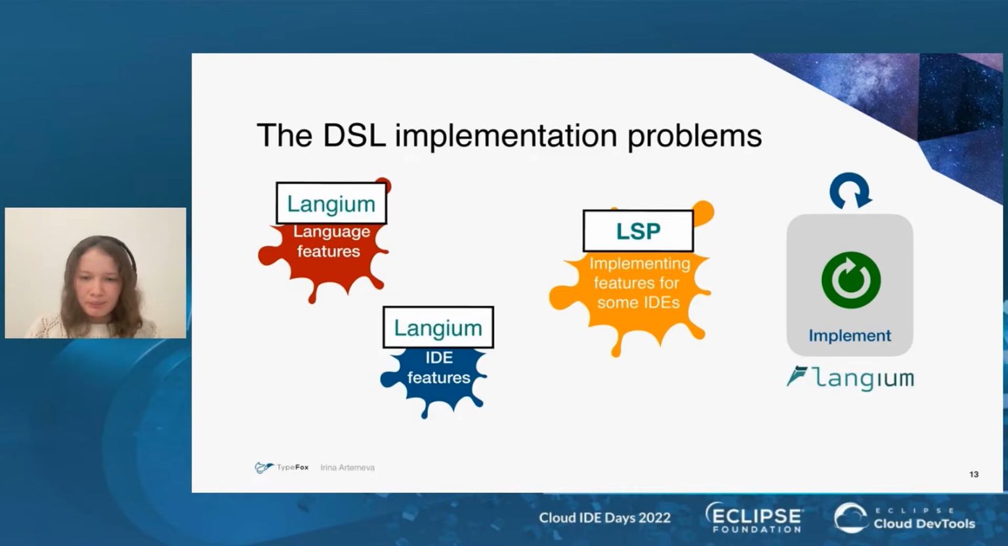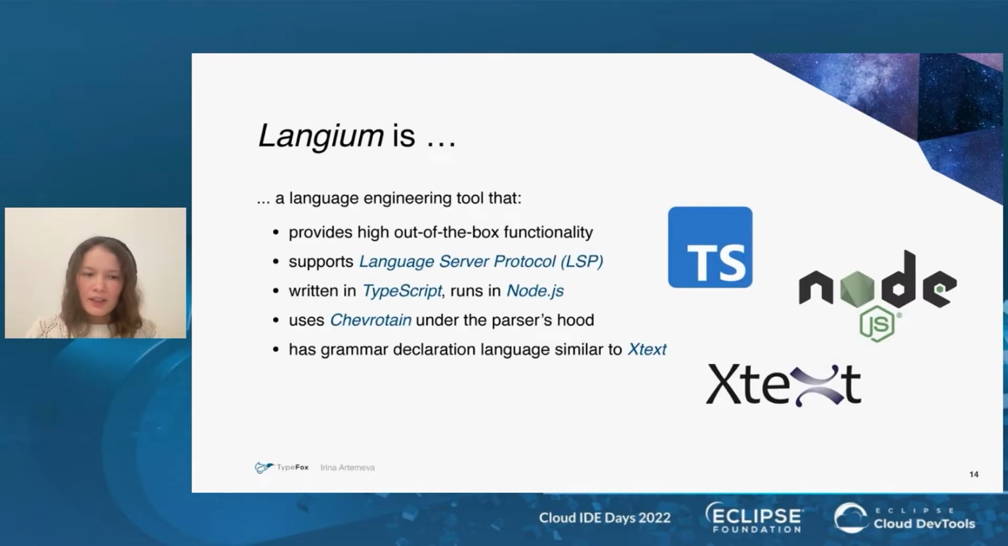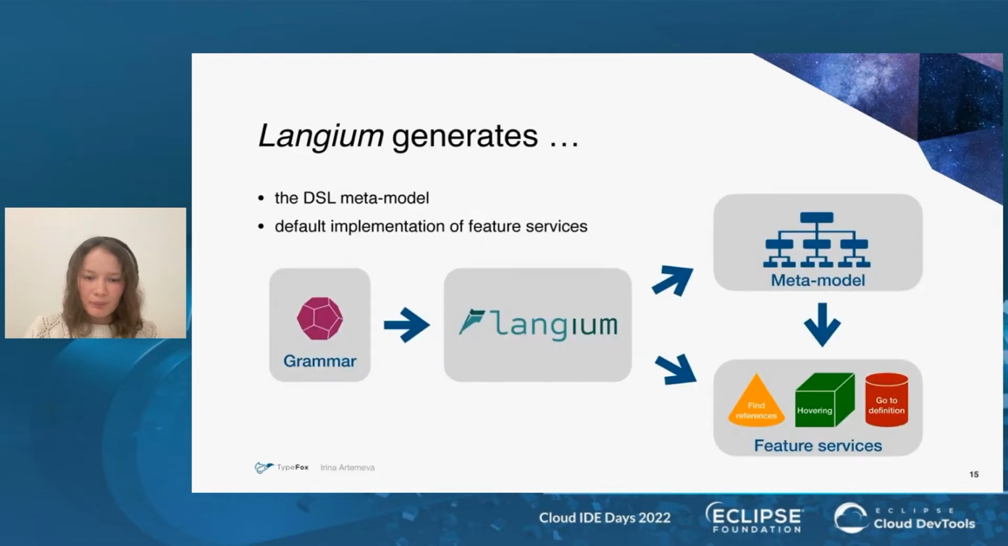We can use Langium. Langium is a language engineering tool written in TypeScript that runs in Node.js, uses Chevrotain under the parser hood, and has a grammar declaration language similar to Xtext. But the main thing, it supports the language server protocol and provides high out-of-the-box functionality. What it means, Langium is able to generate feature services. This is exactly what we need. So let's look at how it's working.